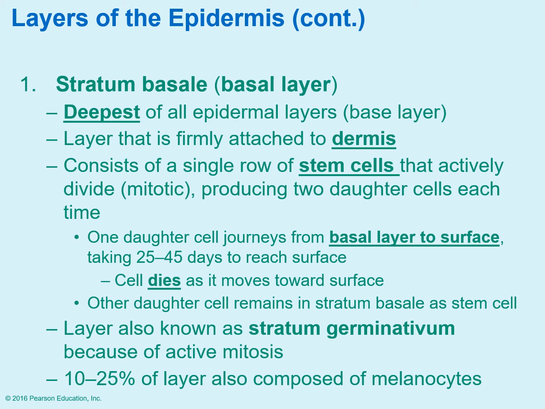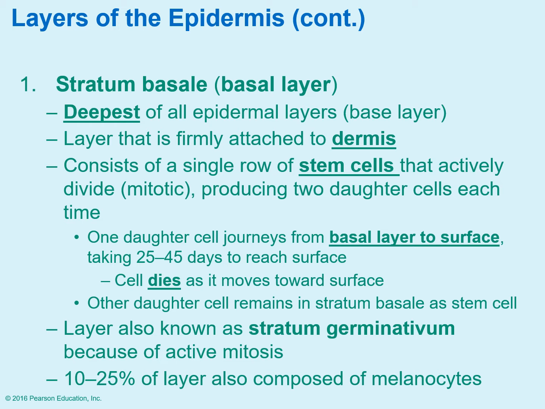The stratum basale, we're going to look at each of these layers individually. This is the deepest of all the layers. As the name implies, basal, it's that base layer. So it's going to be attached to the dermis. It has a row of stem cells. Stem cells are cells that have not differentiated yet, meaning usually their purpose is just to go through mitosis and produce new cells. And then those new cells will receive the message, if you will, as to what kind of specific cell they're supposed to become.